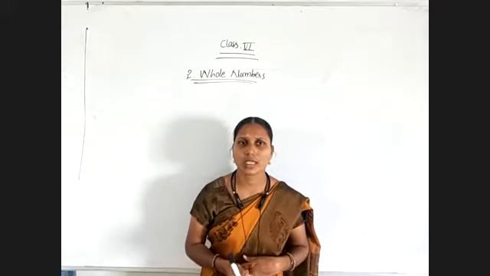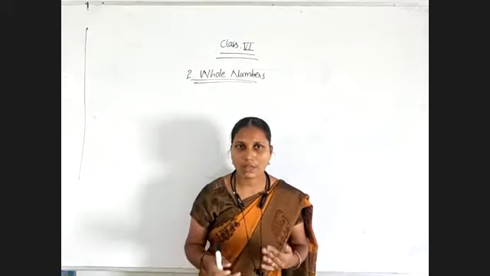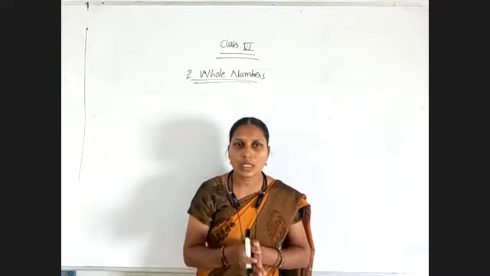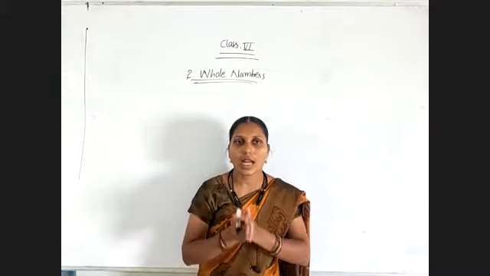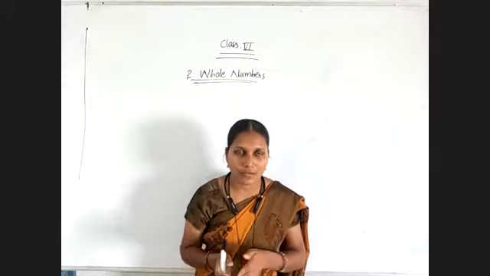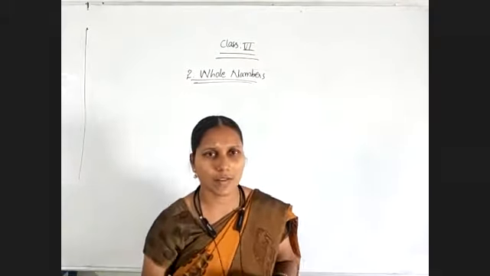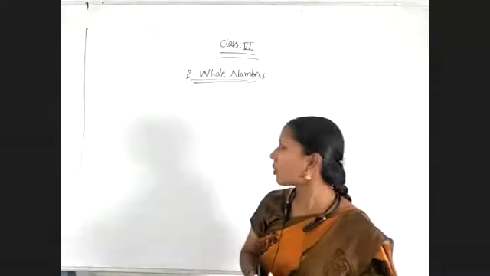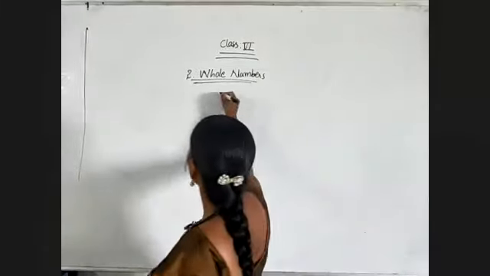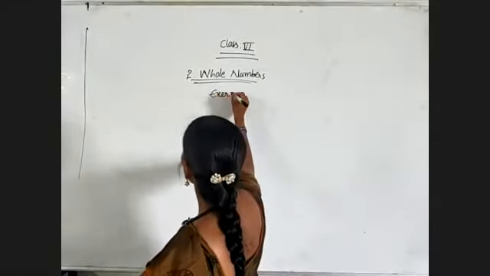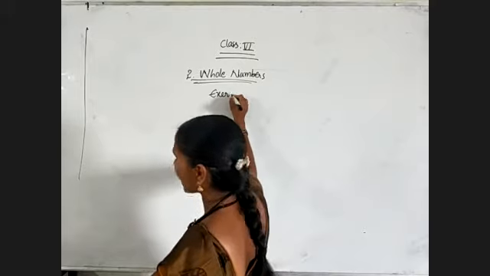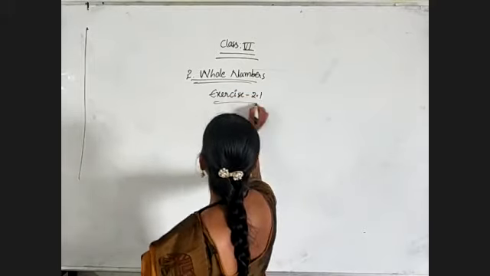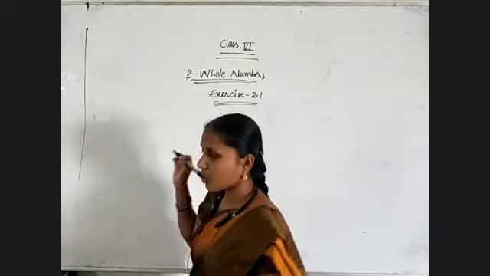Coming to the next, on the number line, the values which are lying to the right of another value are all greater, and the values which are lying to the left of the given value are all lesser. All these we have discussed, and today I'm going to explain how to represent some of the exercise problems we are going to solve by using the number line. Exercise 2.1. Yesterday I explained up to the second problem.